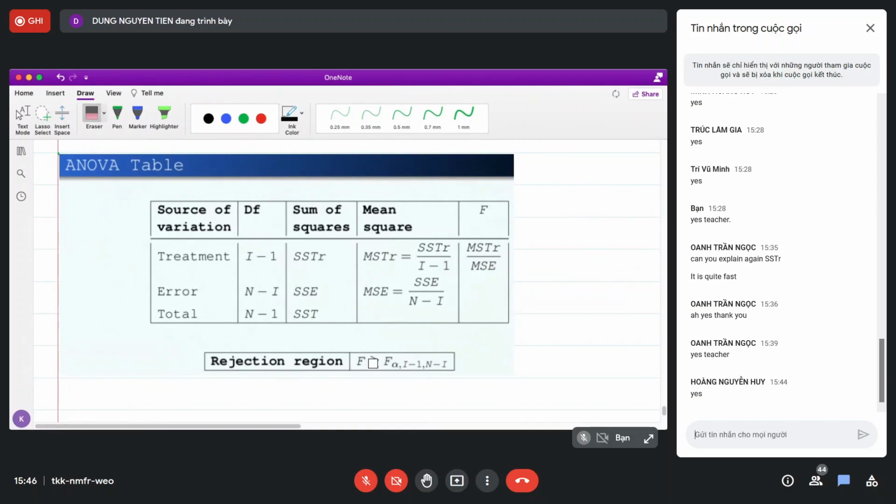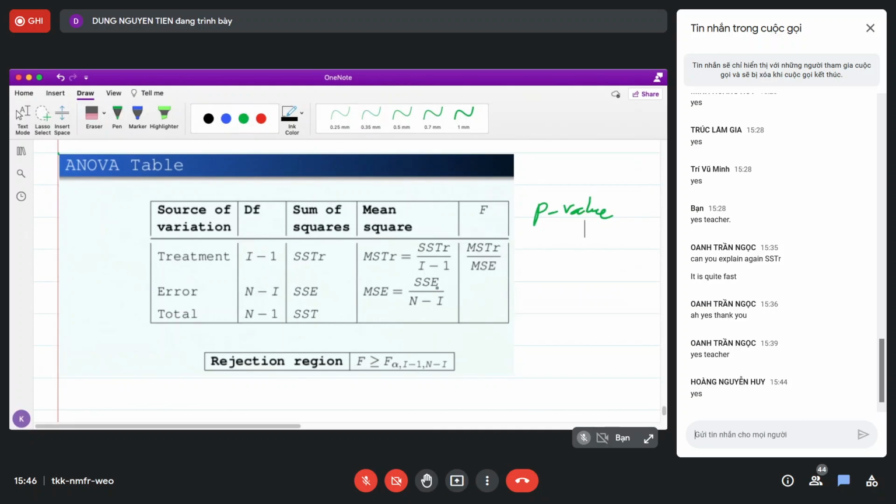We will not get the rejection region. Instead, you will get the p-value. So if you use the software, then you get the p-value, and then you compare that p-value with alpha. But if you use the table, then you come up with the following table.